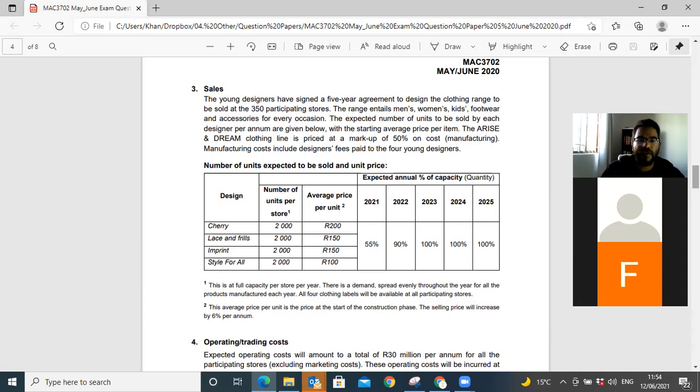Okay, so there we can see we have 2020, 2021, which is 55%, then it is 90%, and then it is 100% going forward. So now we will be able to work out the various percentages. So now we're going to work out the sales, and then once we have the sales, we'll be able to work out the cost, because remember, cost price is 50%. The markup is 50% on cost. Okay, so let's have a look.